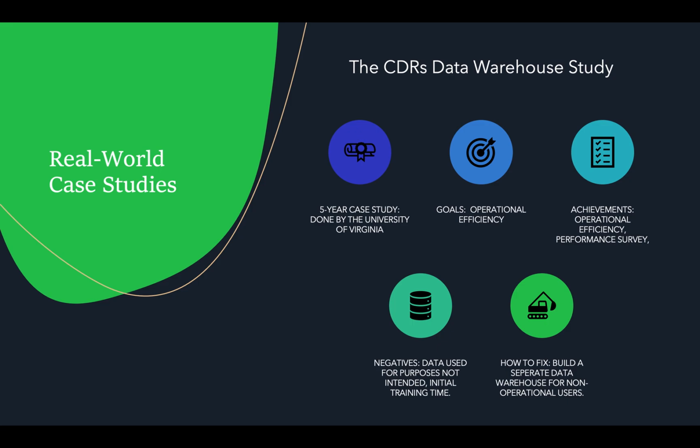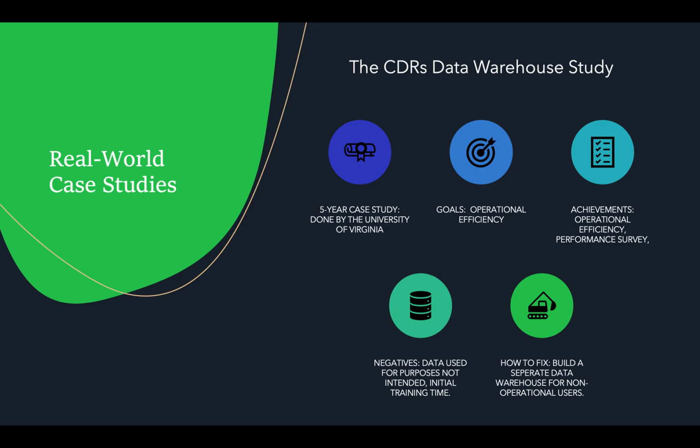Through the data warehouse, the CDR was able to achieve the operational efficiency they set out for, but also monitor the user population, and administer and track a survey to better their performance. The greatest effect is timeliness, allowing users to get the information they need much faster than before.